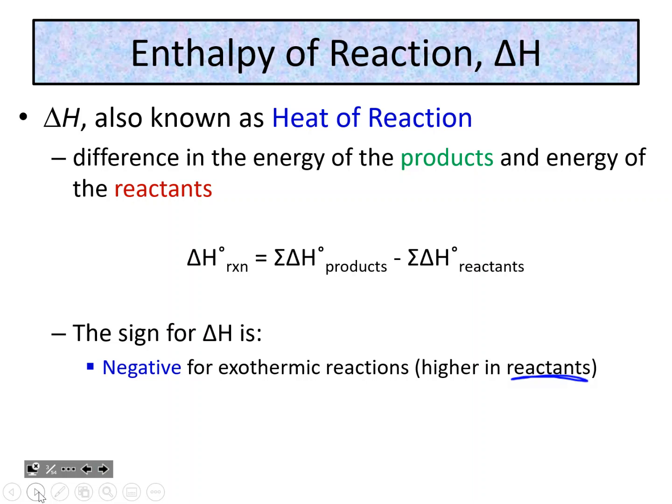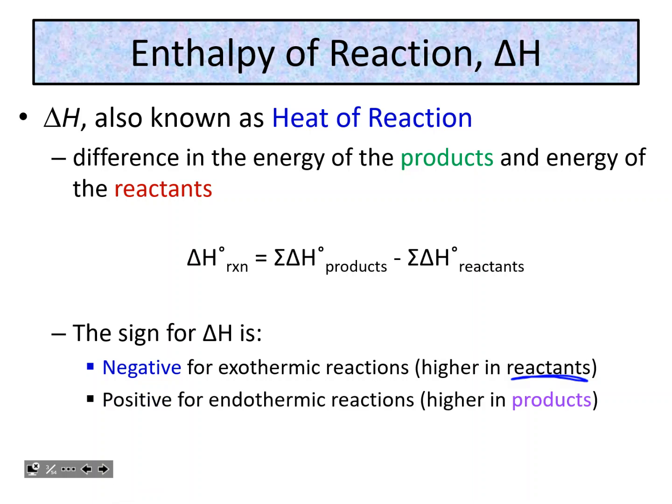All right, the sign for delta H is negative for exothermic reactions, and the reactants are going to be higher than the product lines when we're looking here at our enthalpy. And if it's positive, for an endothermic reaction, you have a higher amount in your products than you do in your reactants, the amount of potential energy that you start with in the bonds, the stored energy, okay?